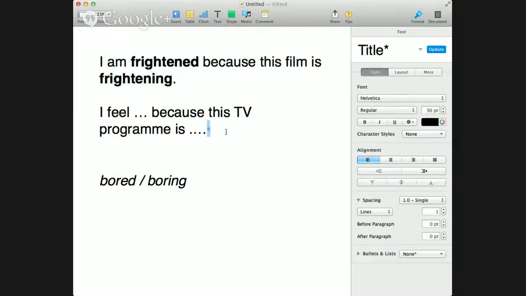So, could somebody have a look at the first sentence we've got here. What we want to do is put bored or boring in the right places in these two spaces. So would anyone like to have a try? Nobody? I feel bored because this TV program is boring. Well done. Excellent. Thank you. Can you explain to me why? Why did you put them in that order? Or was it just a guess, or were you just following the example from above?